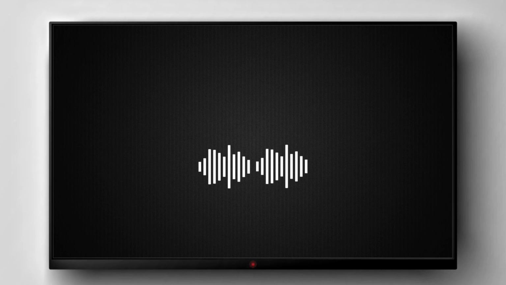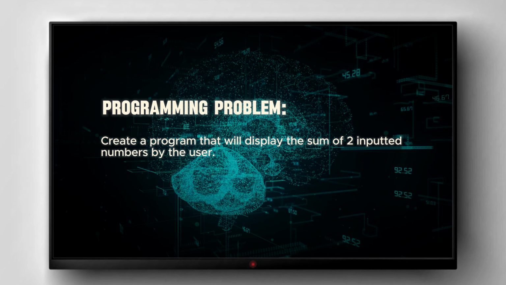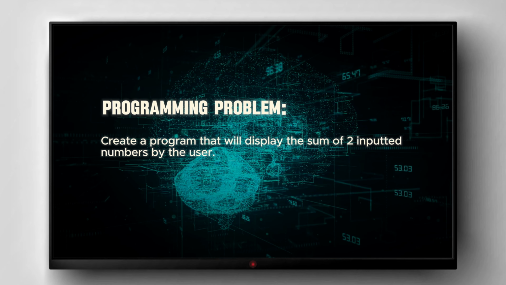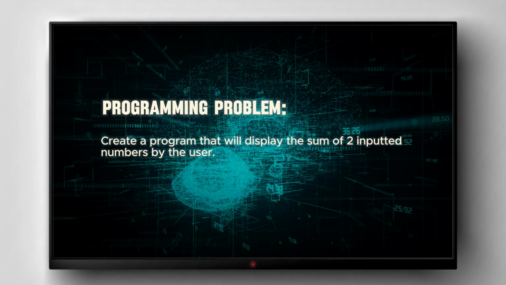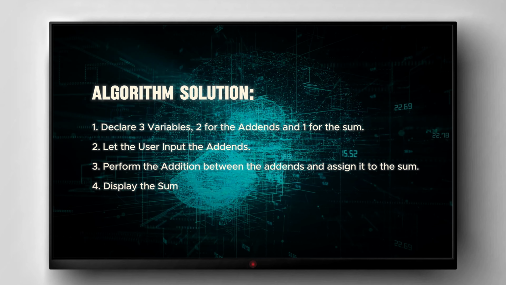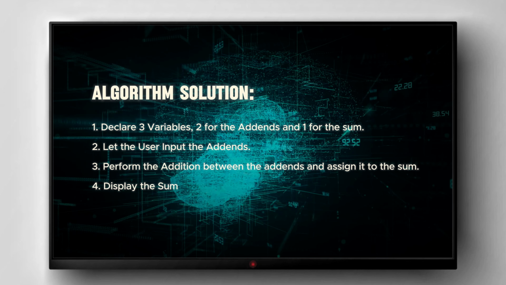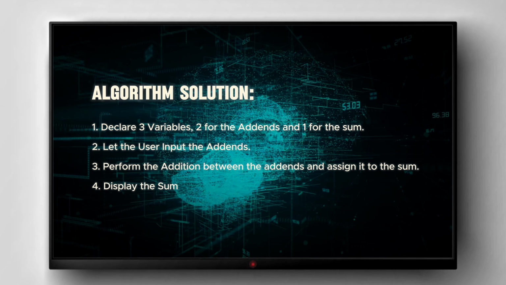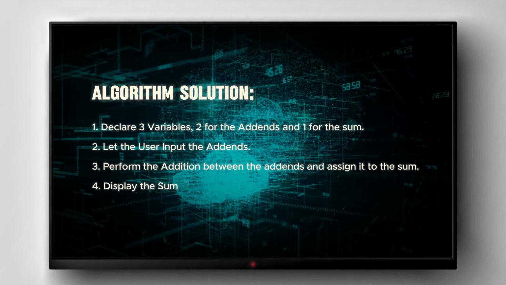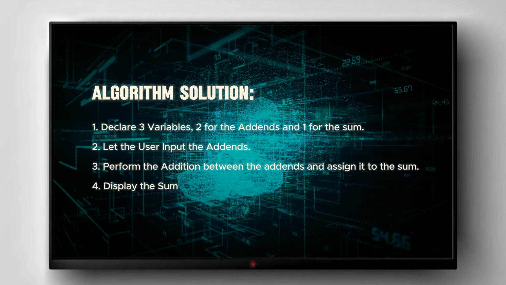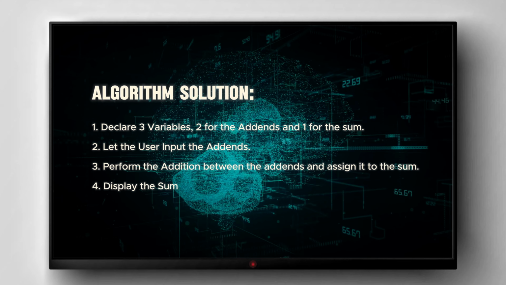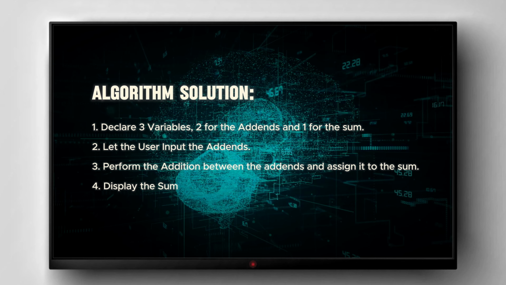Today, I will demonstrate an example of a programming problem. The programming problem is: create a program that will display the sum of two inputted numbers by the user. This is the solution. First, declare three variables, two for the addends and one for the sum. Second, let the user input the addends. Third, perform the addition between the addends and assign it to the sum. And fourth, display the sum.